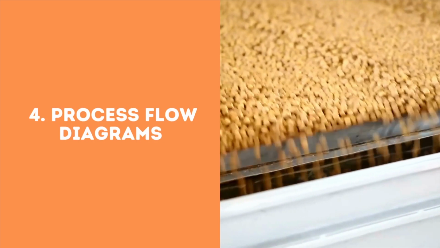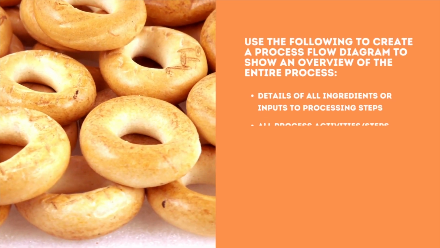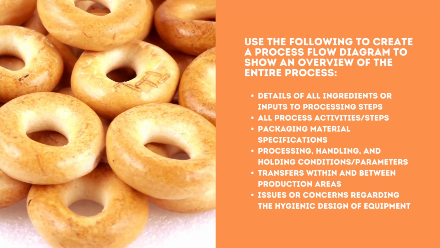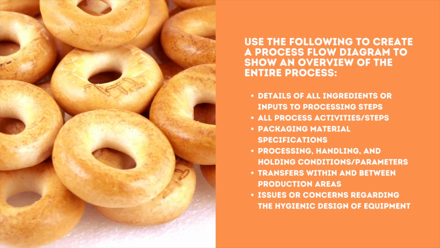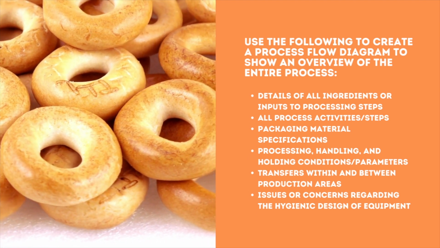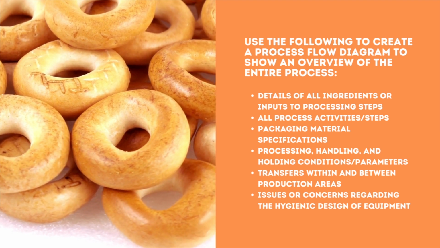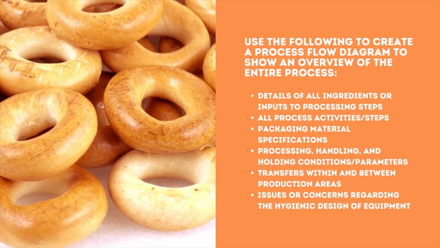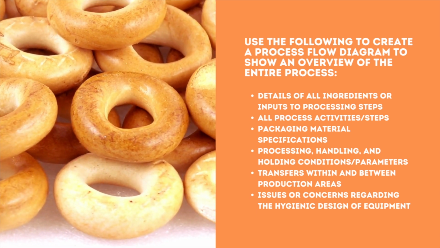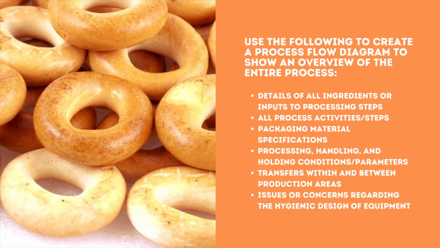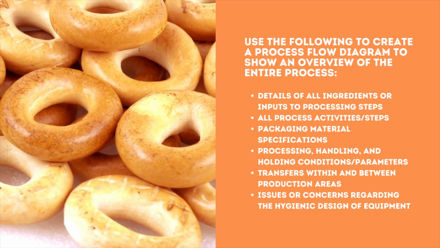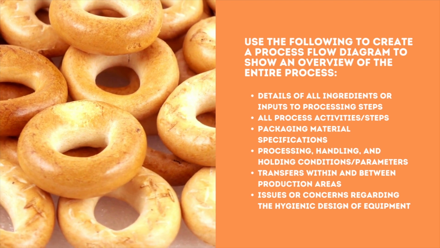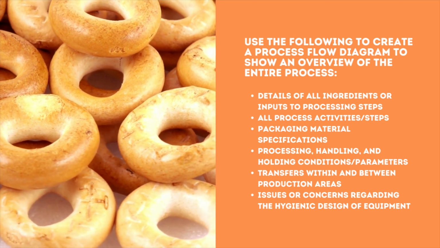4. Process flow diagrams. Providing the following information can help create a process flow diagram to show an overview of the entire process. Details of all ingredients or inputs to processing steps, including details for macros, minors, and micros. All process activities or steps. Packaging material specifications. Processing, handling, and holding conditions and parameters, such as temperature, time, pressure, agitation speed, heat flux, humidity, airflow, pH, product moisture level, TTA, mass flow, viscosity, and percentage of additives.